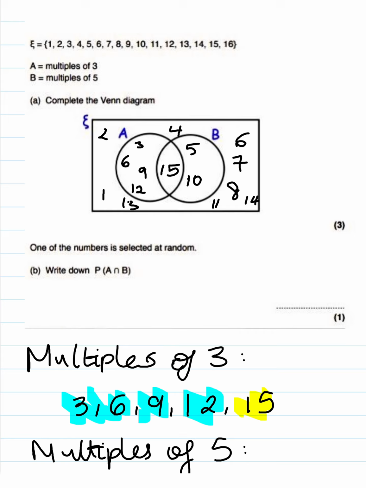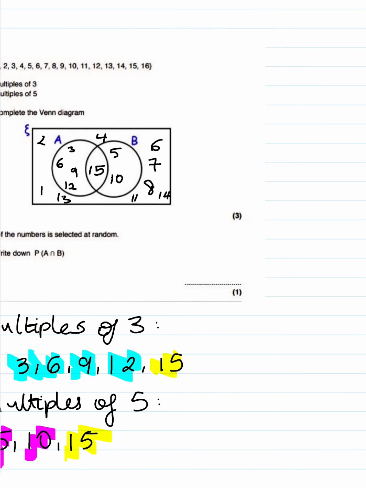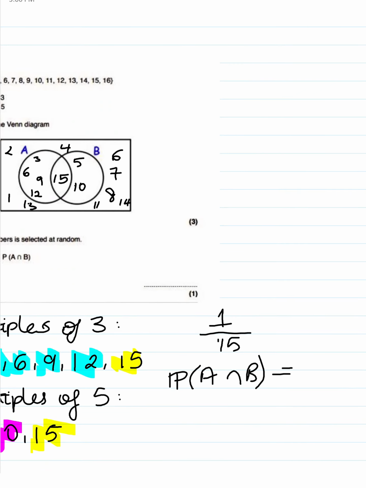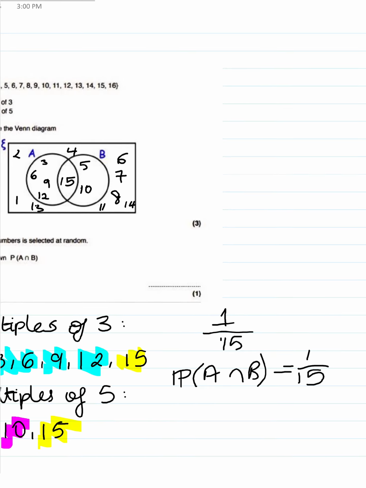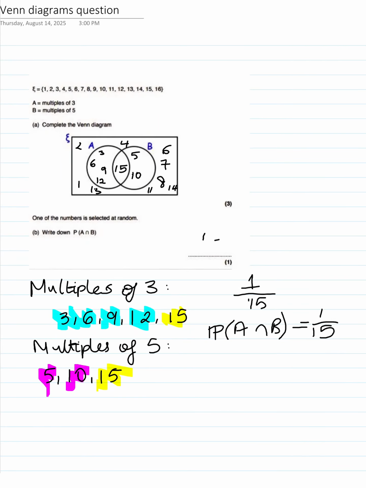Let's now look at part B. Part B asks us to write down the probability of A intersect B. In other words, when one number is chosen at random from the universal set, what is the probability it lies in both set A and set B? The number of events that are in both A and B is one element, the number 15. And the total number of outcomes is 16. This means that the probability of being in both A and in B is equal to 1/16. And so this would be our answer for part B, 1 out of 16.